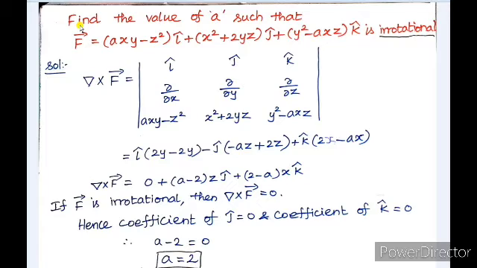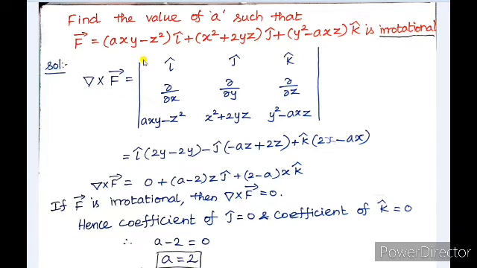Next, find the value of a such that the given vector point function f vector is irrotational. Using this concept we have to find the value of a. Already we know that for f vector to be an irrotational vector, we have to show that del cross f vector is equal to 0. So for that we first have to find del cross f vector.